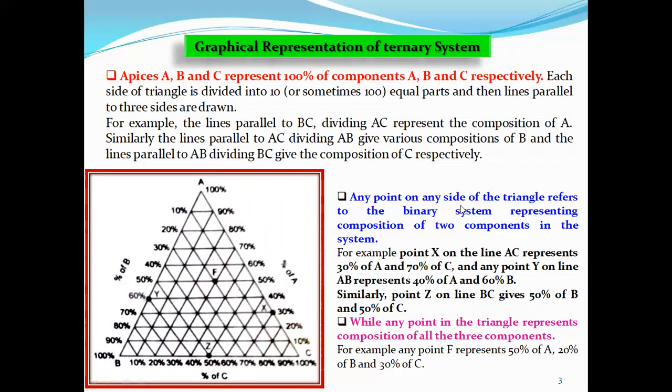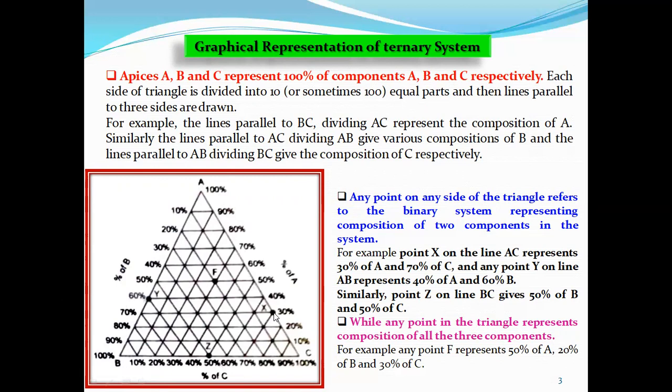Similarly, any point on any side of the triangle refers to a binary system representing the composition of two components in the system. For example, let us see, if we take this point X, which is situated on side AC, what it indicates is that this side indicates the percentage of A, this side of the triangle indicates the percentage of B, and this BC side indicates the percentage of C.